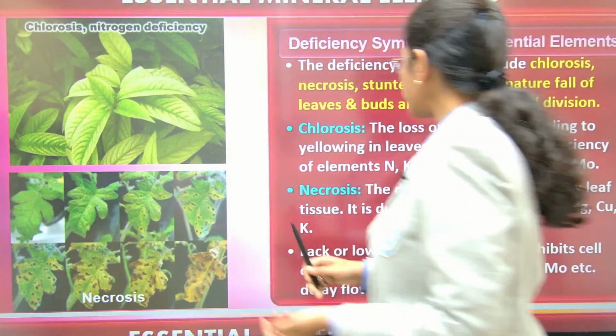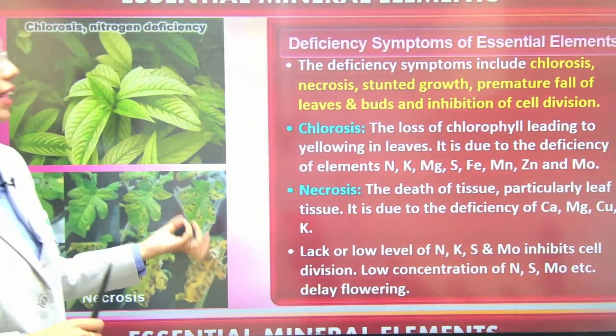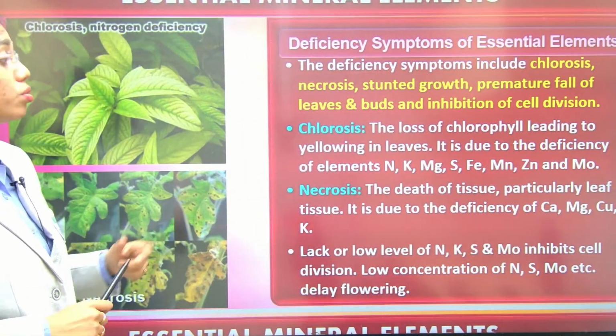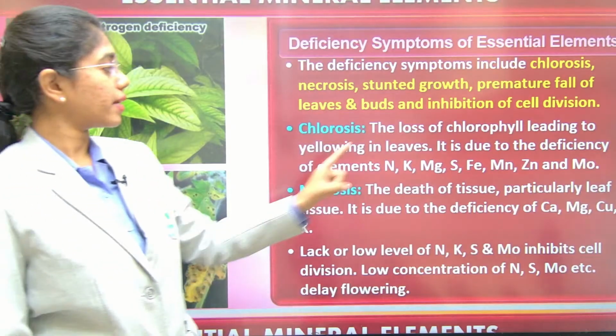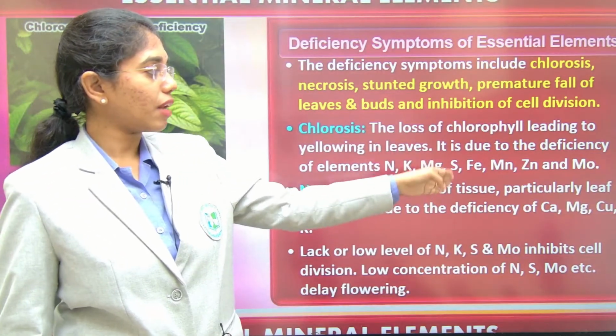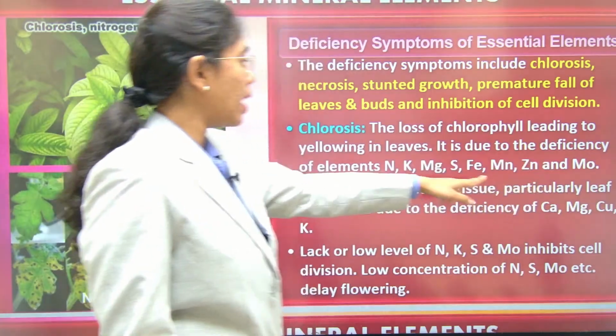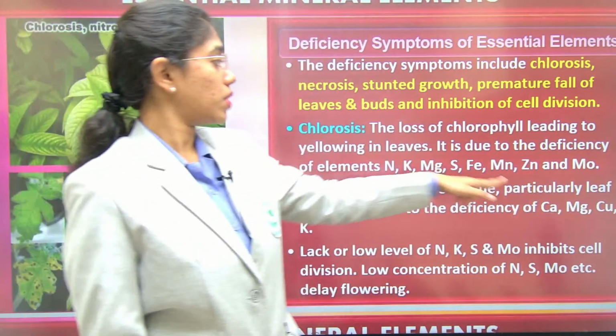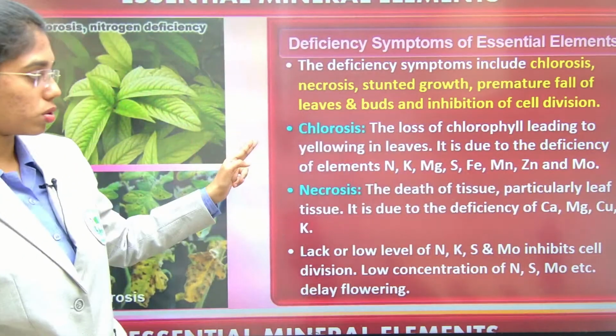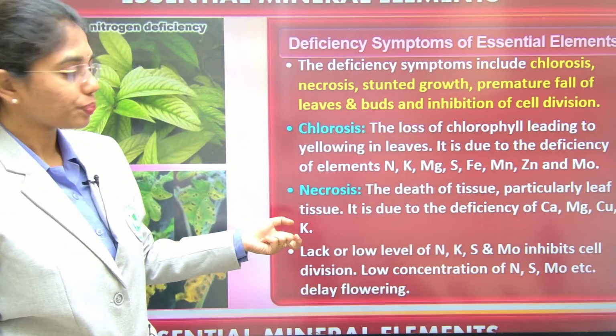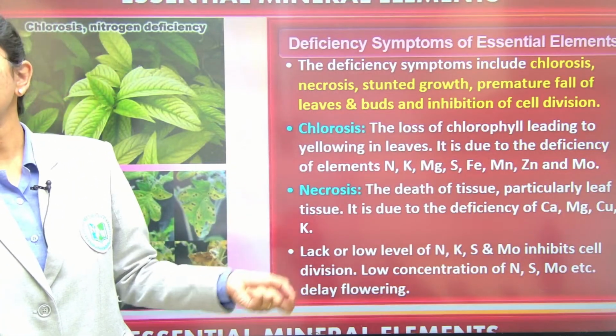Chlorosis: the loss of chlorophyll leading to yellowing of leaves. This is due to deficiency of elements like nitrogen, potassium, magnesium, sulfur, ferrous, manganese, zinc and molybdenum. Absence of any of these elements will show the symptom of what? Chlorosis. And death of tissue, particularly in leaf tissue.